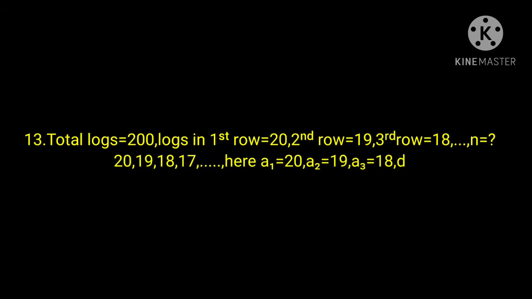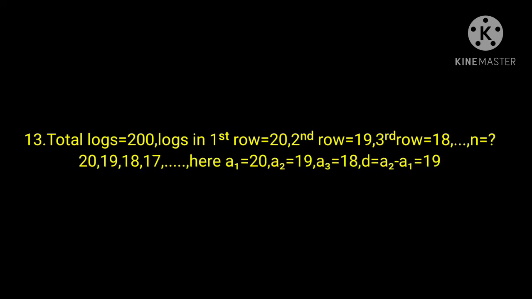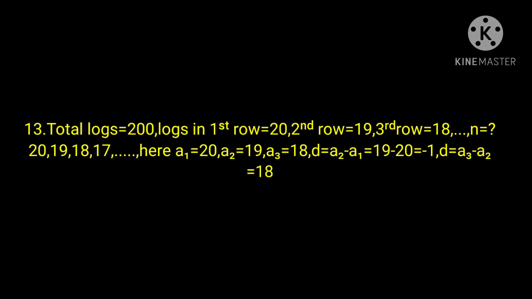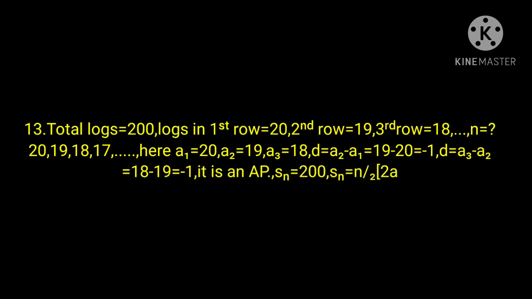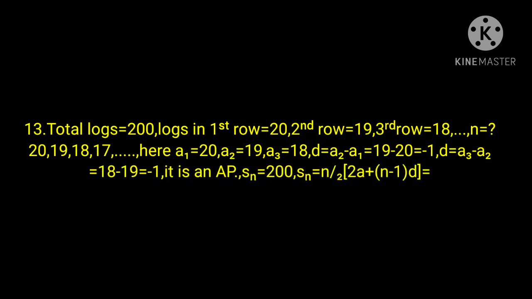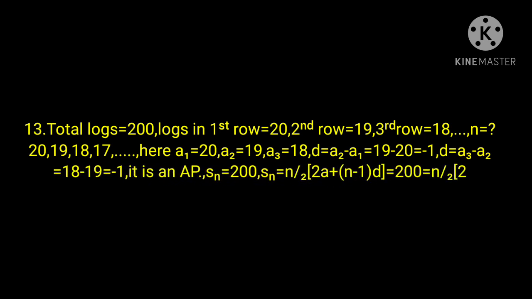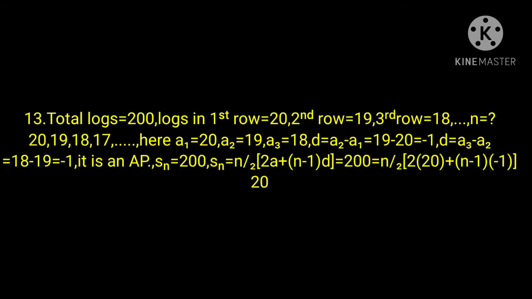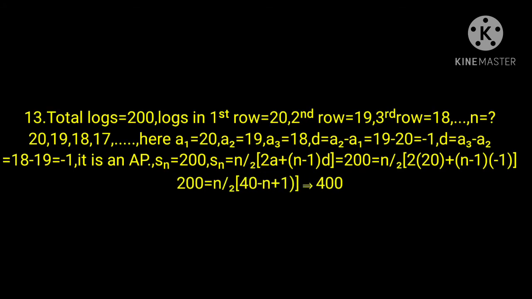Here a1 is 20 and a2 is equal to 19, a3 is equal to 18. Then we have to find the common difference. d is equal to a2 minus a1, that is 19 minus 20 is equal to minus 1, and d is equal to a3 minus a2, that is 18 minus 19, and that is also equal to minus 1. Hence the common difference is same. We can say that it is an AP. Sn is equal to 200, and Sn is equal to n by 2 into 2a plus n minus 1 into d, that is 200 is equal to n by 2 into 20 plus n minus 1 into minus 1.